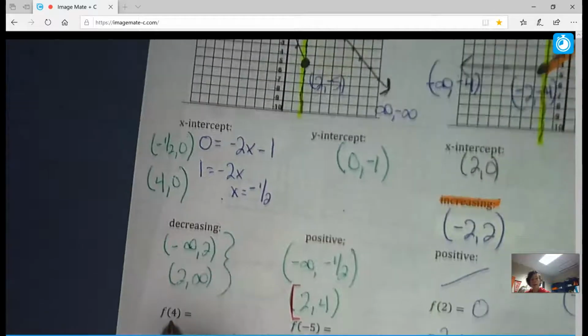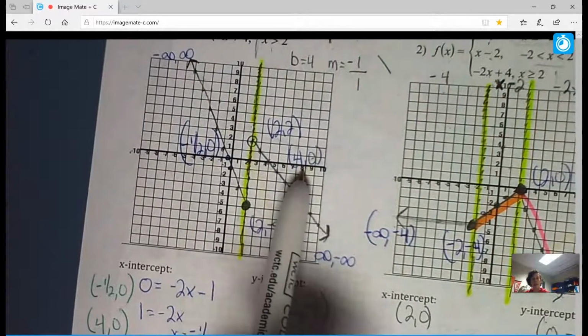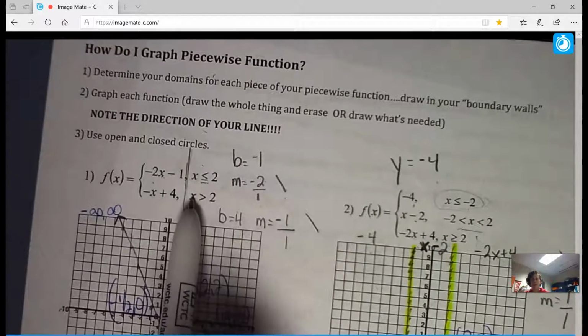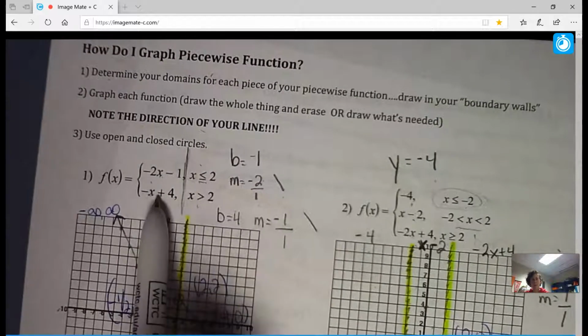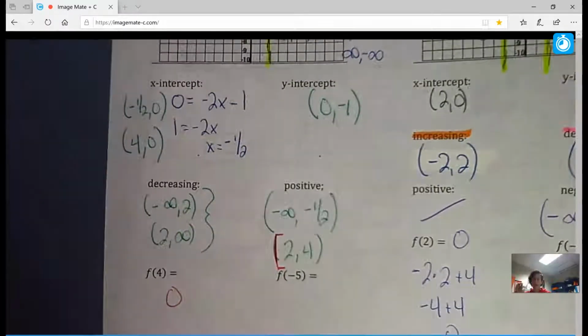All right, if x is 4, so if I look here, that's an actual point on my graph. I can see it's 0. But if I didn't know it, I can go to my equation and be like, oh yeah, 4 is bigger than 2. So if I put it in here, that 4 would become negative, and -4 plus 4 is 0. So either way, I get 0. The graph, I can tell 100% that it's 0.